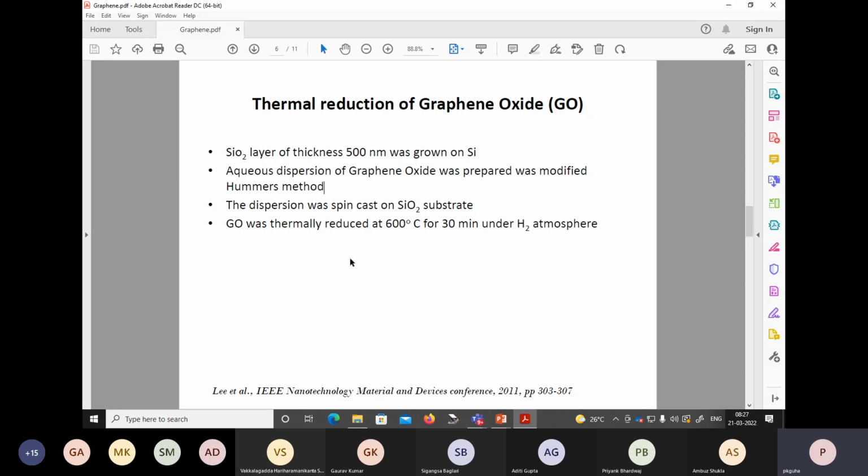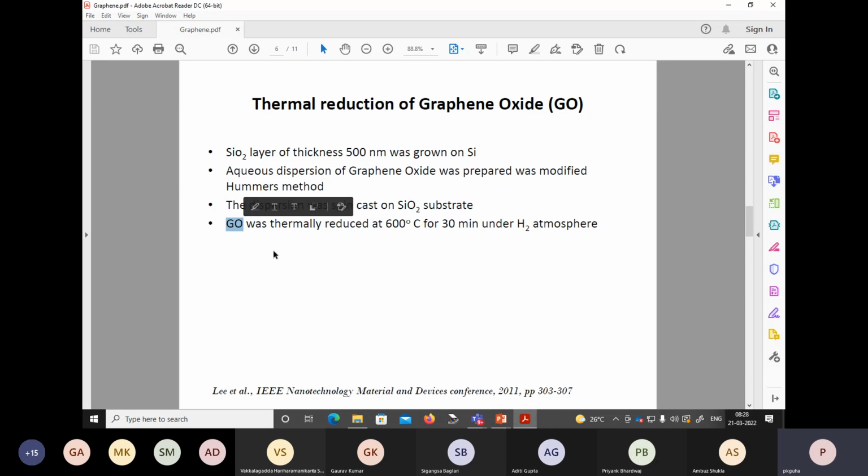So in the modified Hummers method, you basically first make graphene oxide. Okay, this graphene oxide contains that honeycomb-like structure, but it also contains several functional groups, for example COOH, CO. These kinds of functional groups are there along with that honeycomb structure. So it is basically an oxide of graphene. So what people do is reduce this graphene oxide to realize graphene.